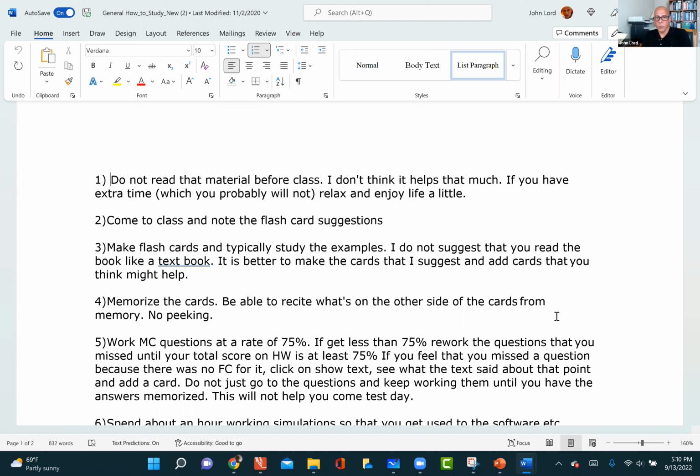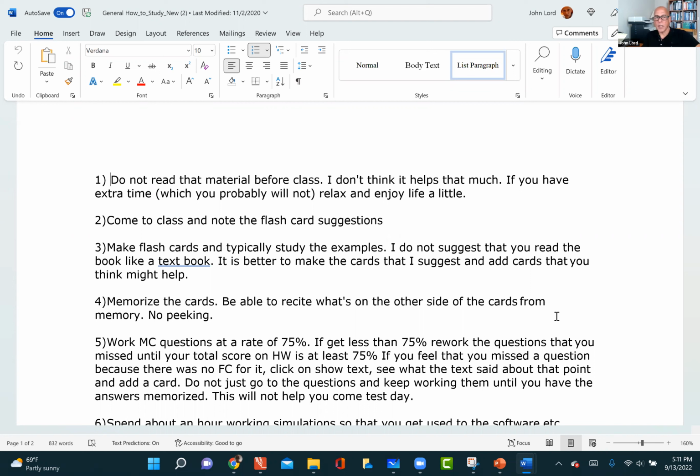Let's say you went through those, and of those you missed in this example, 100, you got 60%, that means you missed 40. Maybe you get 20 of those right. Well, now your percentage has gone up to what, 80%. You do not have to work those questions any longer. In fact, I don't want you to. I want you to put them aside.